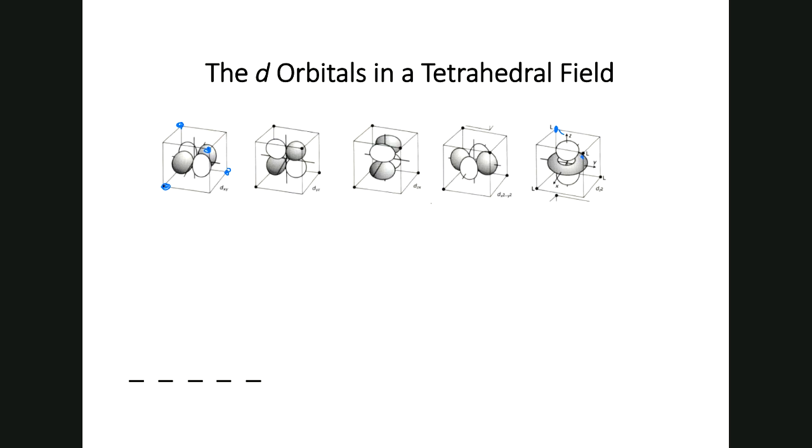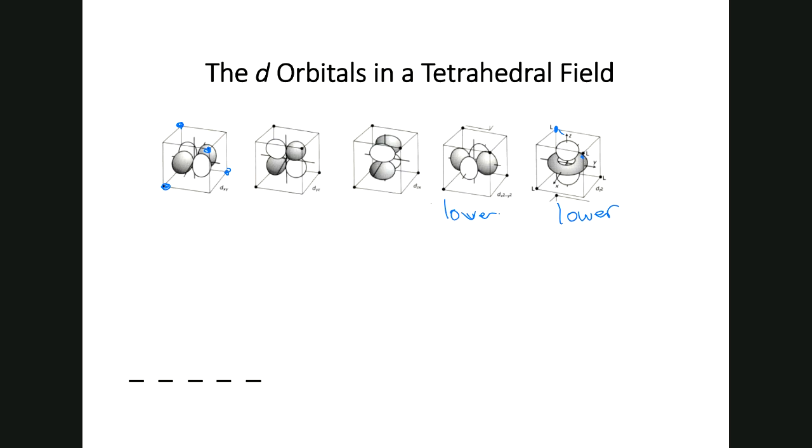I have one person saying lower. All right, lower, right? Because now there's no ligands there, so we're going to expect our dz squared to be lower. How about our dx squared minus y squared? Is it going to be higher or lower in energy? All right, it's going to be lower energy also, because again, it's directly on the plane and none of the ligands are there.